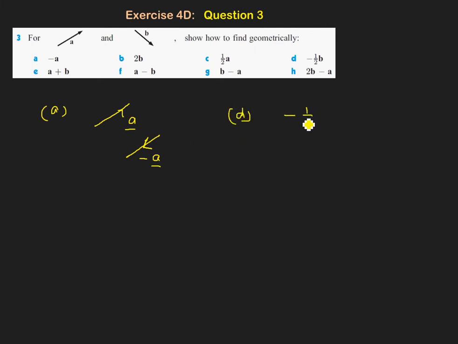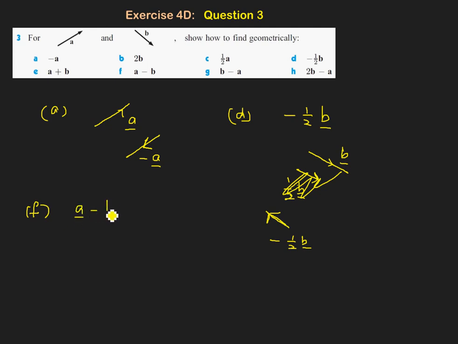Okay, let's try one more. A negative half of B vector. The B vector is like this. So half of B is a vector of half its length. Half vector B. But since there's a negative there, this vector is going to point in the opposite direction, negative half of B. And all this is invalid, but this is the vector we're talking about. So it has half the length of the original B vector.